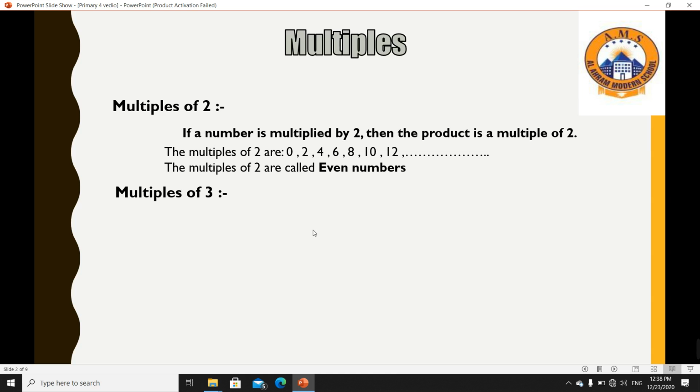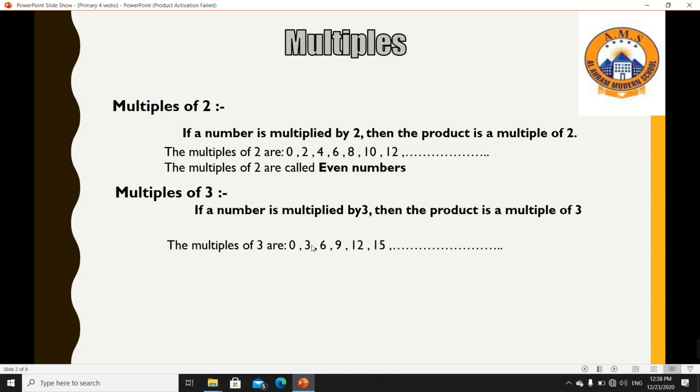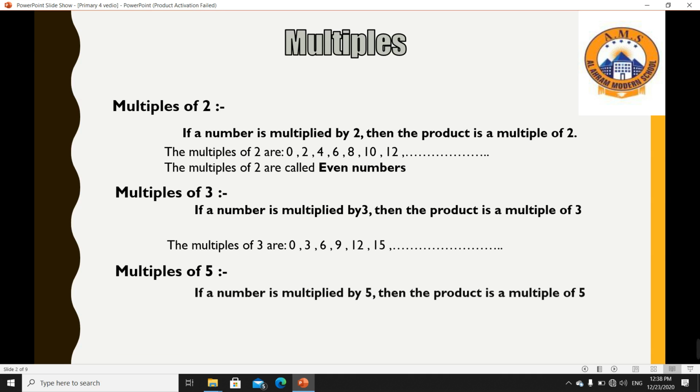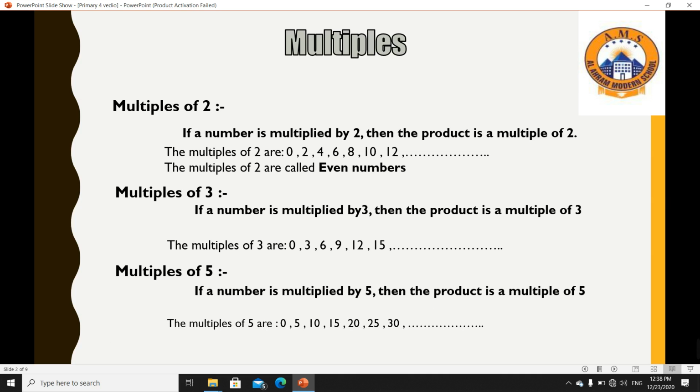Next, multiples of 3, the same. Any number multiplied by 3, the product is a multiple of 3. So that means the table. Do you remember our table? The same. 0, 3, 6, 9, 12, 15, 18, and so on. Okay? And multiples of 5. The same, our table, which is 0, 5, 10, 15, 20, 25, through 35, you will find that always the unit digit is 0 or 5. This is the meaning of multiple.